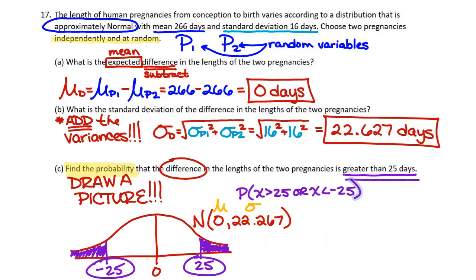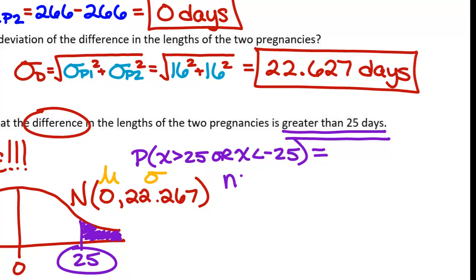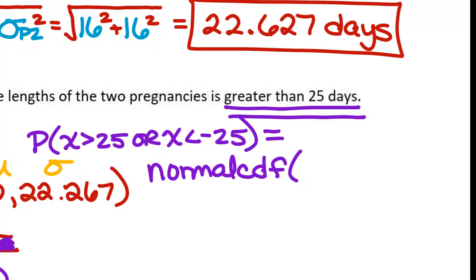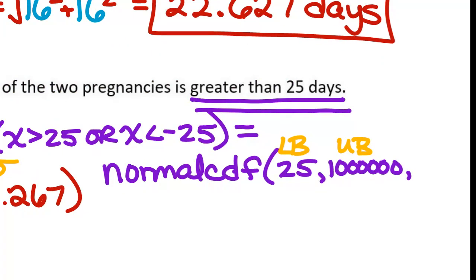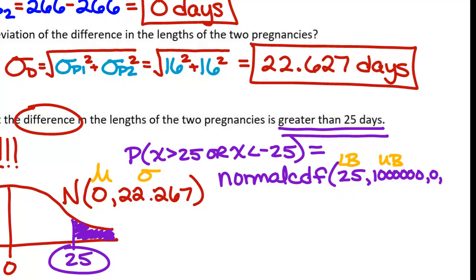Bring that up here. So we do normal CDF. Let's do the right-hand side. So I'm going to use 25 as my lower boundary, and something stupidly large for my upper boundary, like 1,000,000. If somebody had a 1,000,000-day pregnancy, like that's... Do you get why we're picking something stupidly large? There is no pregnancy that would go out that long, so I'm guaranteed to grab every single one that is more than 25-day difference. And then mean and standard deviation.